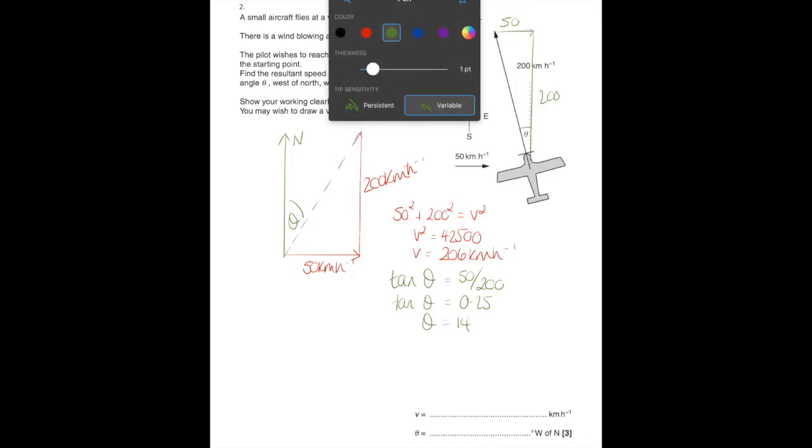14 degrees, okay? So your alternative way of doing that would have been, if you'd drawn it out like I have, you could have first found this one, let's call that sigma, and you could have subtracted that from 90. There are several ways around this one, but the final answer we were after was 206 kilometers an hour at an angle of 14 degrees west of north.